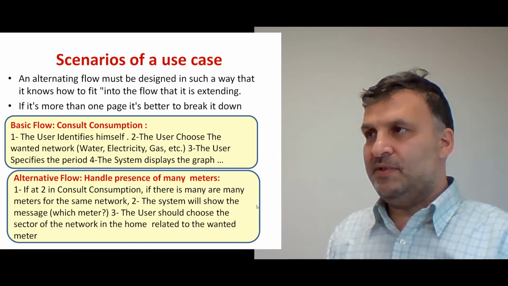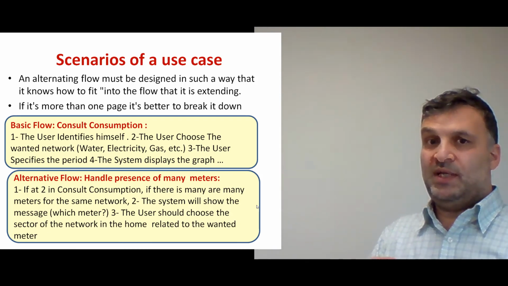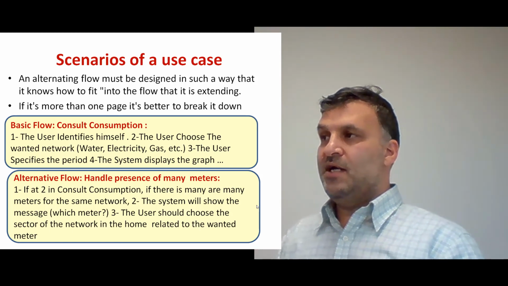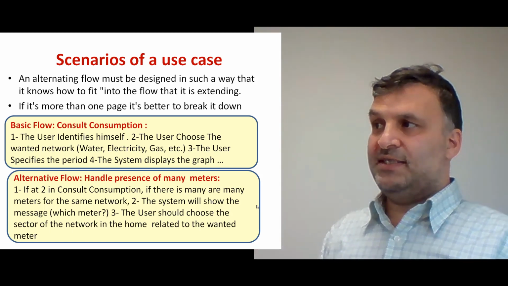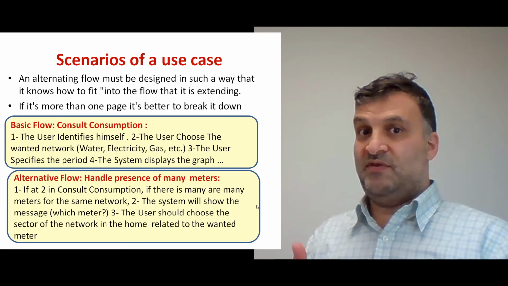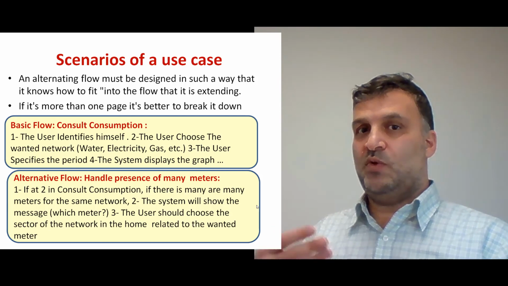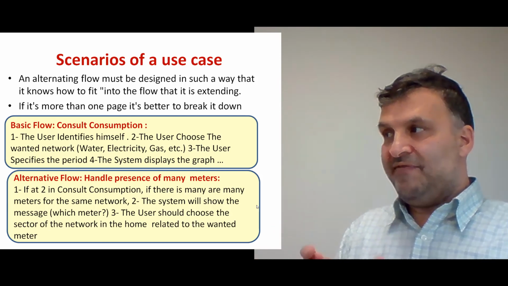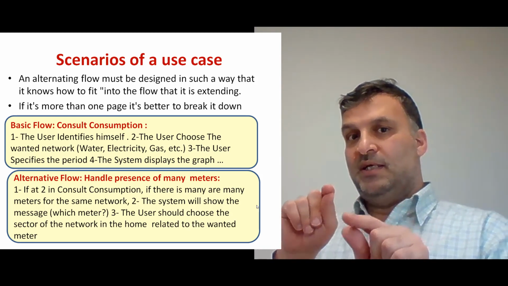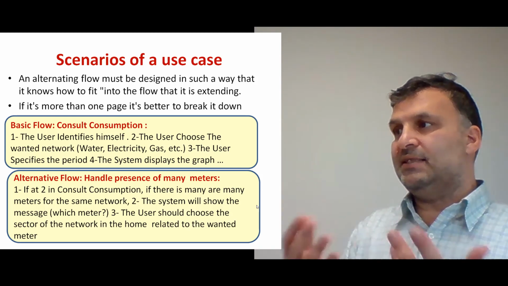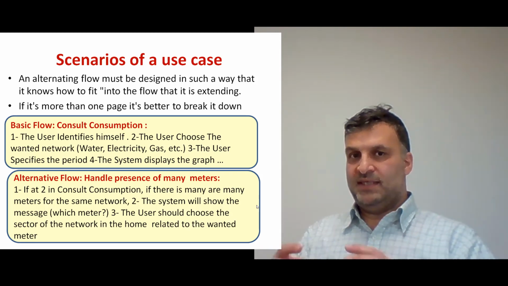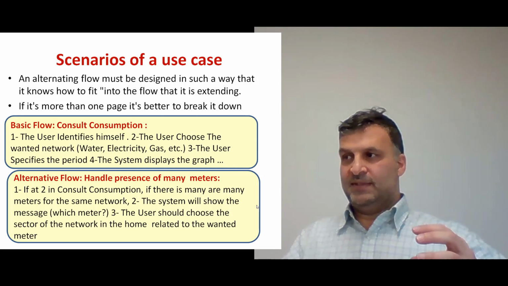We will take an example, the basic flow. If we want to consult the consumption of our values in a connected home, first step, the user identifies himself, then the user chooses the wanted network. Does he want to consult the electricity, the water, etc. After that, the user specifies the period. He wants to consult the water between such month and such month. After that, the system displays the graph, etc. So it is the normal use.